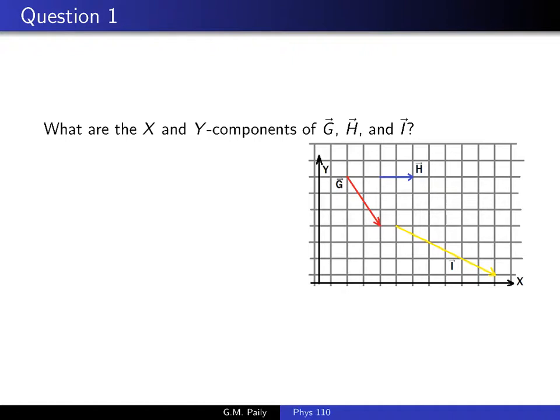Take this moment and try to answer this question. What are the x and y components of three vectors G, H, and I? Again, this is vector G, the red one. This is vector H, here, the blue one. And this is vector I. Each square here has a side of length 1. So with that information, determine the components, whether positive or negative. Determine both the x and y components of the three vectors. Pause the video here and try and work it out on a piece of paper, and the next few slides will display the answer.